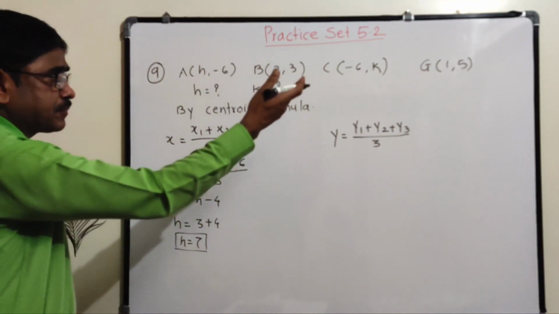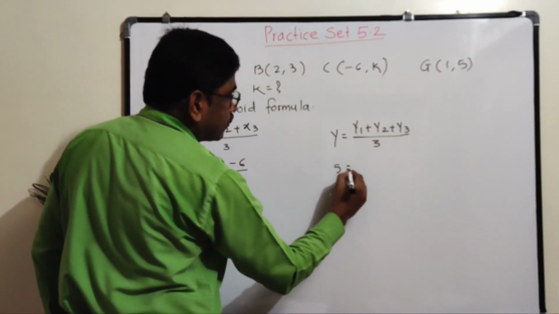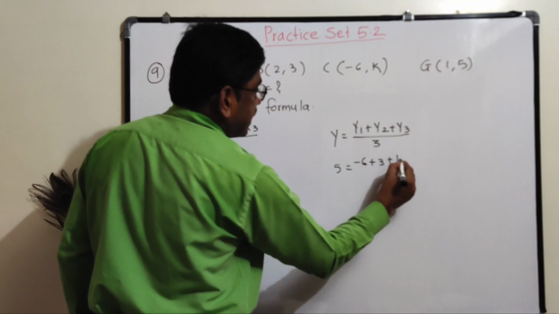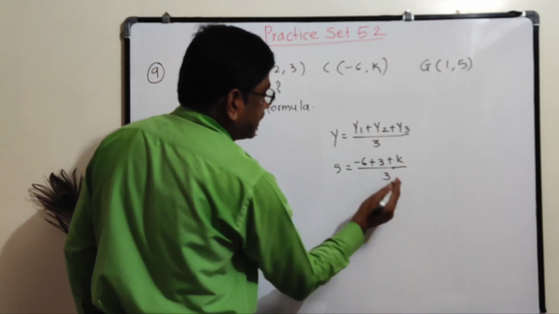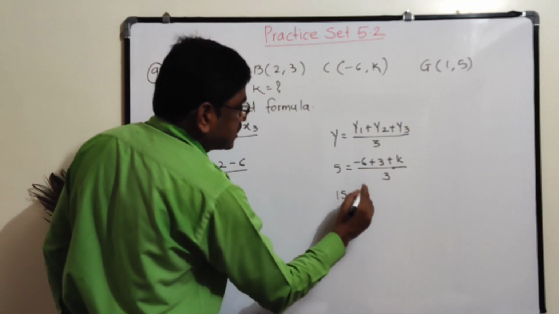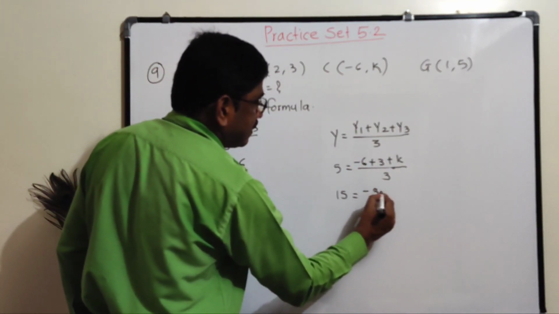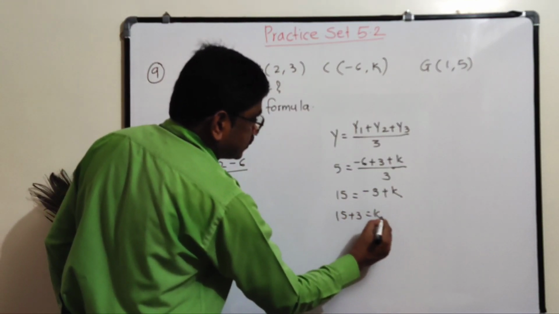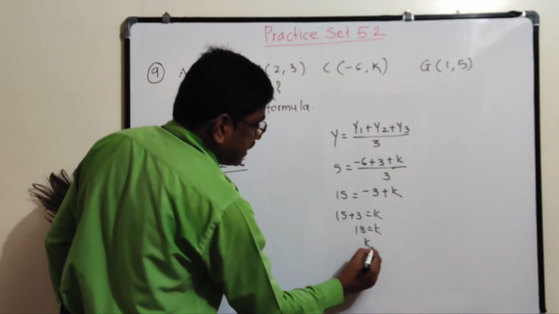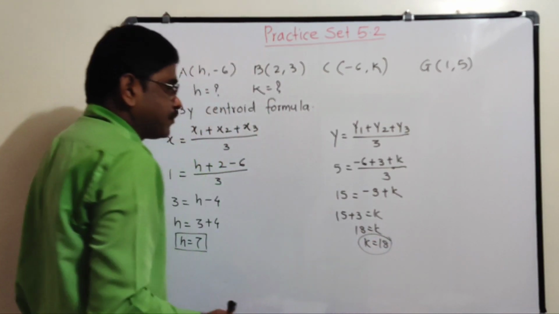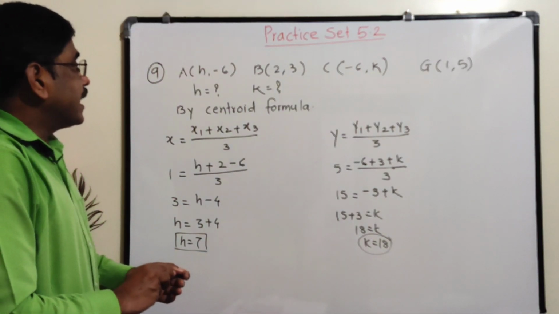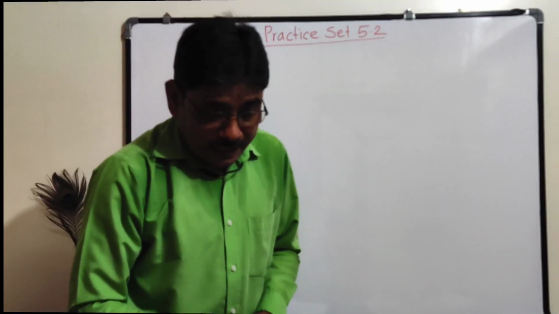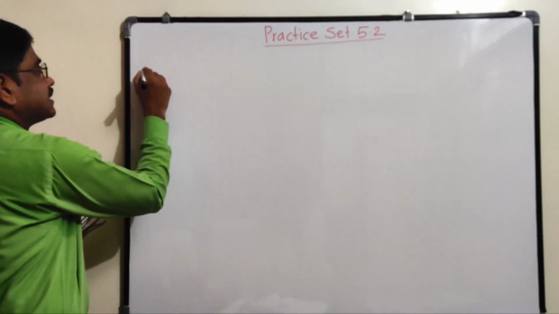Now second, the same way, y is given 5, y1, y2, y3, minus 6 plus 3 plus k divided by 3, multiplied by 3. Here 5 3s are 15 is equal to minus 6 plus 3 is minus 3 plus k. So this 15 and this plus 3, so 18 is equal to k. That means k is equal to 18. So in this way we get the values of h and k using the centroid formula. The 10th sum and 11th are the same. 11th is easier than that.